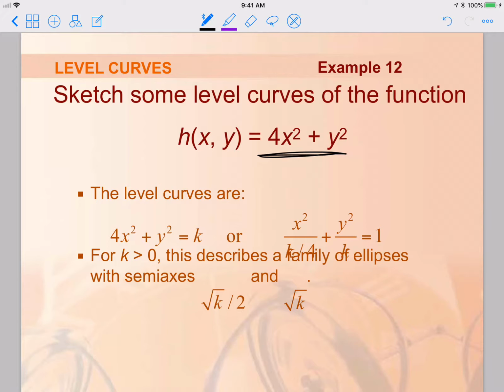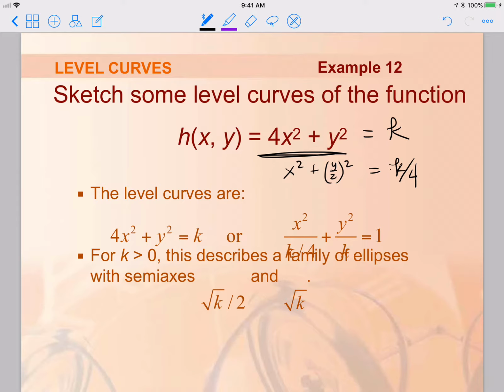The level curves are going to be ellipses, right? So if we've got this is equal to some value of k, divide both sides by 4, so you have x squared plus y squared over 4 equals k over 4. So this is an ellipse because we can write this as x squared plus (y over 2) squared equals k over 4.